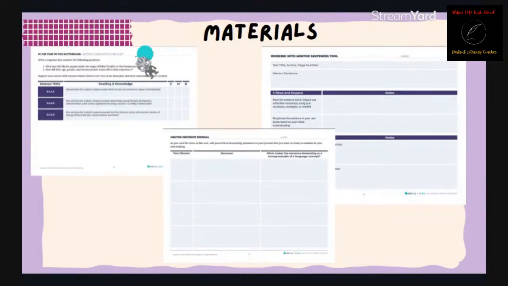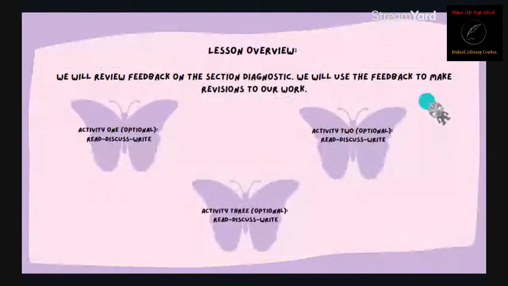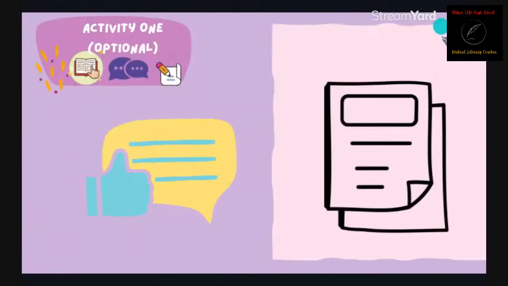A couple of materials: the section 1 diagnostic checklist, mentor sentence journal, and working with mentor sentences tool. For the lesson overview, we will review feedback on the section diagnostic and use the feedback to make revisions to our work. And we have 3 activities, all of which are optional because this is an optional lesson.